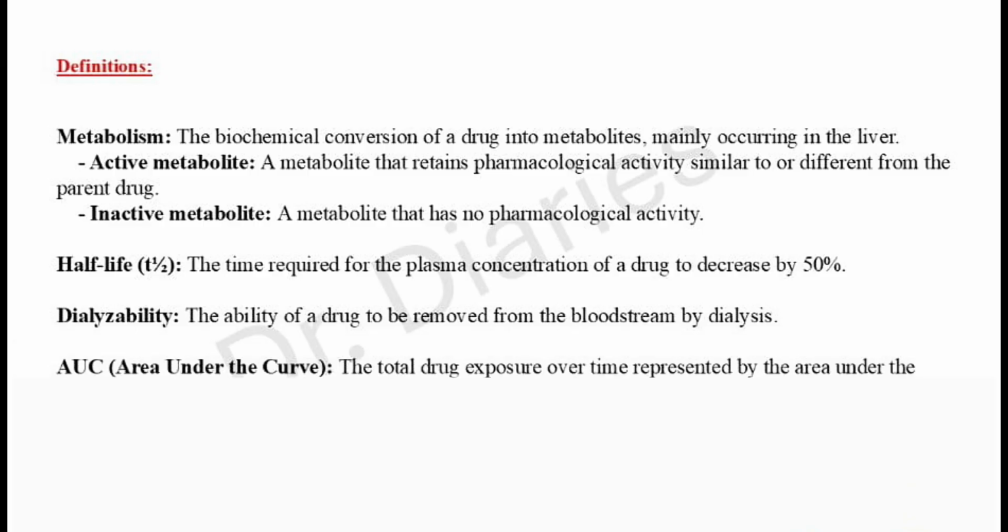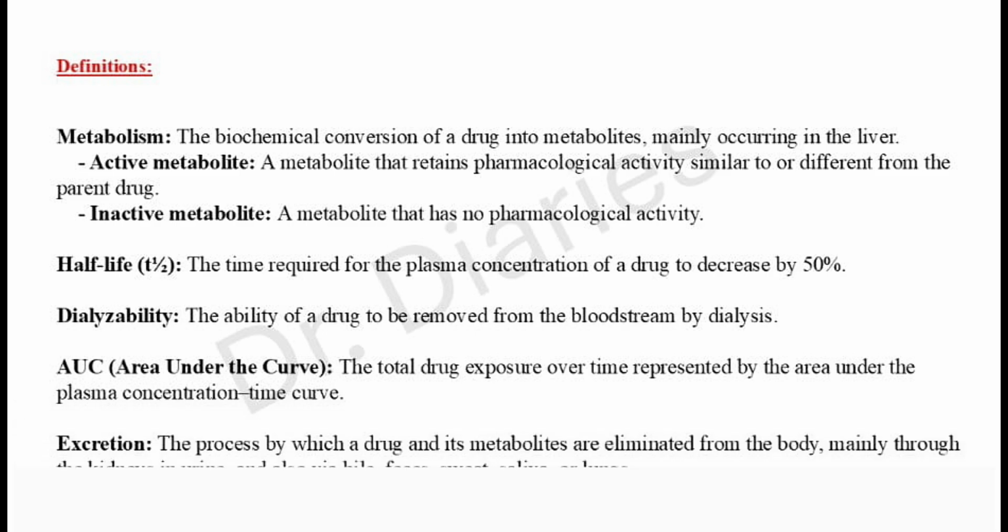Half-life refers to the time required for the plasma drug concentration to decrease by 50%. Dialysability indicates whether a drug can be removed from the body through dialysis. Another important term is AUC, or area under the curve, which reflects the total drug exposure over time. Finally, excretion is the removal of drugs or metabolites from the body, usually through the kidneys.